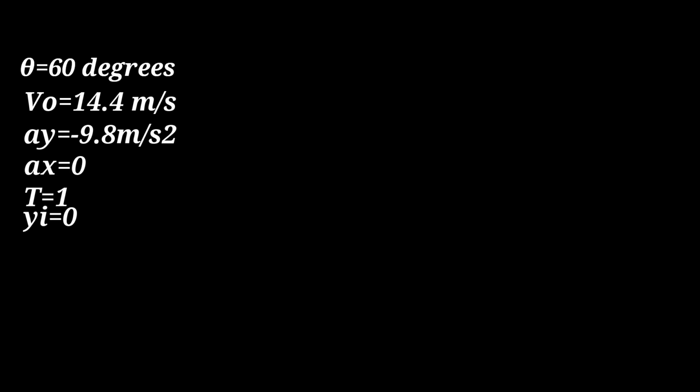To calculate the height, we need this formula, which says that the initial height plus initial velocity of the y-axis multiplying time plus 1/2 multiplying acceleration multiplying time squared is equal to height. We're going to calculate the height in 1 second.